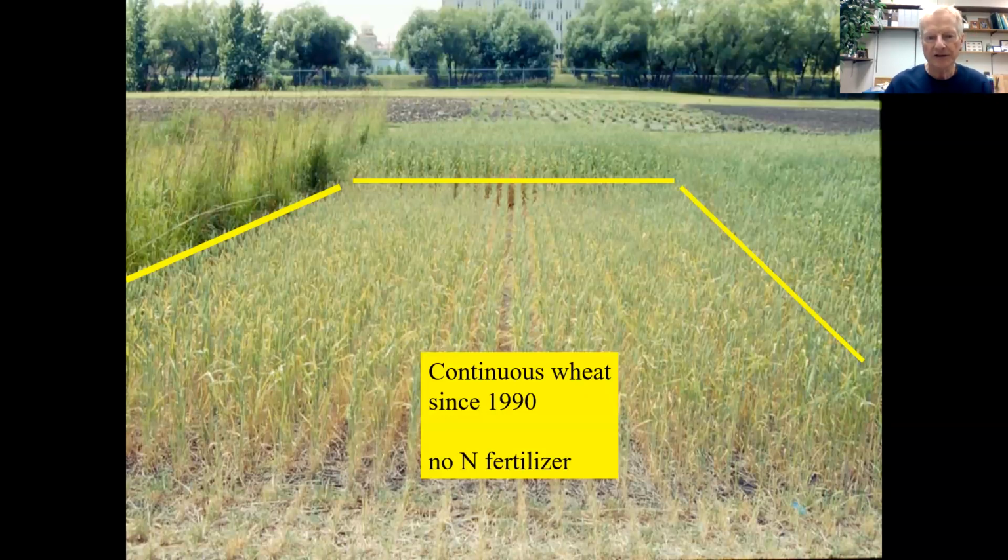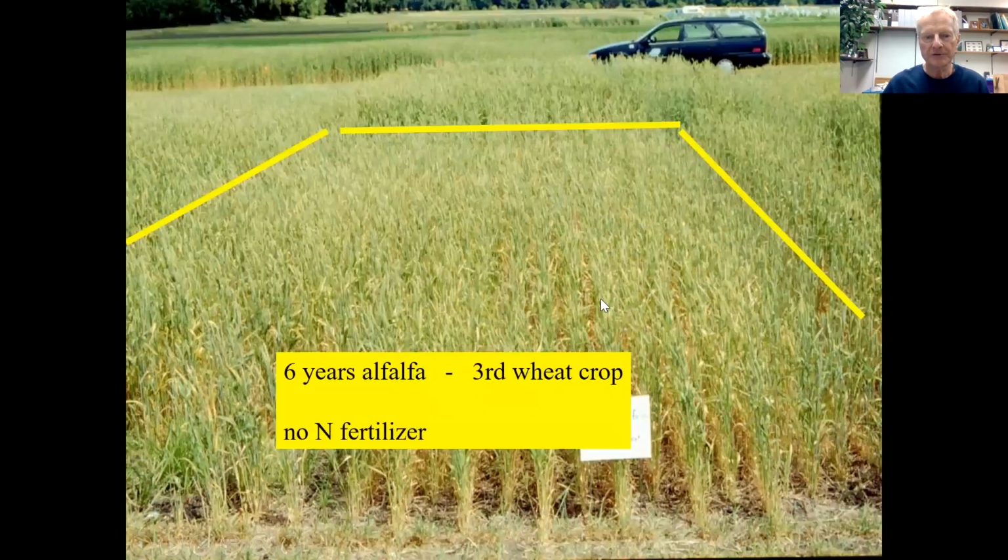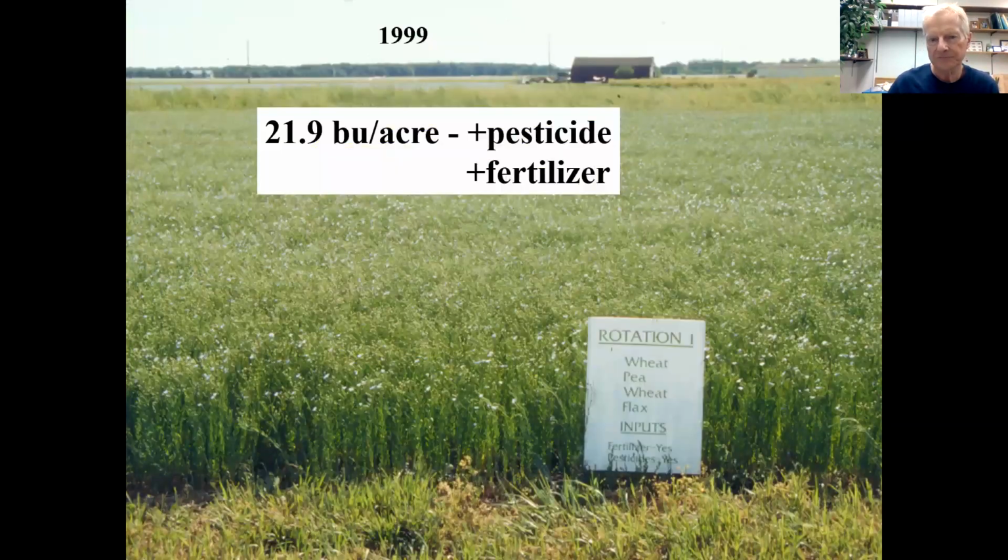And here is continuous wheat for 7 years, I believe. The back half receives fertilizer, the front half doesn't. And so you can put this in your mind's eye. And here we've got a treatment where we actually had 6 years of alfalfa, and this is the third wheat crop. And you can see it's better both where it was fertilized and where it was not. And this just illustrates the benefit of alfalfa in rotation.